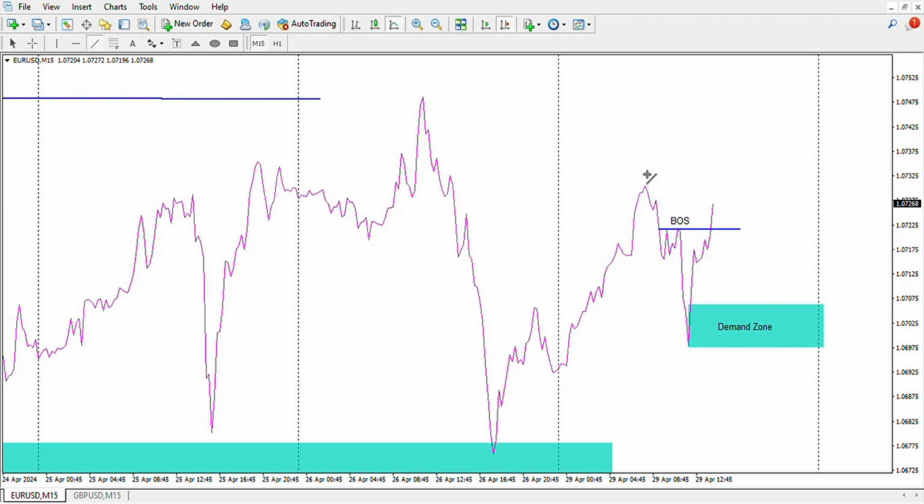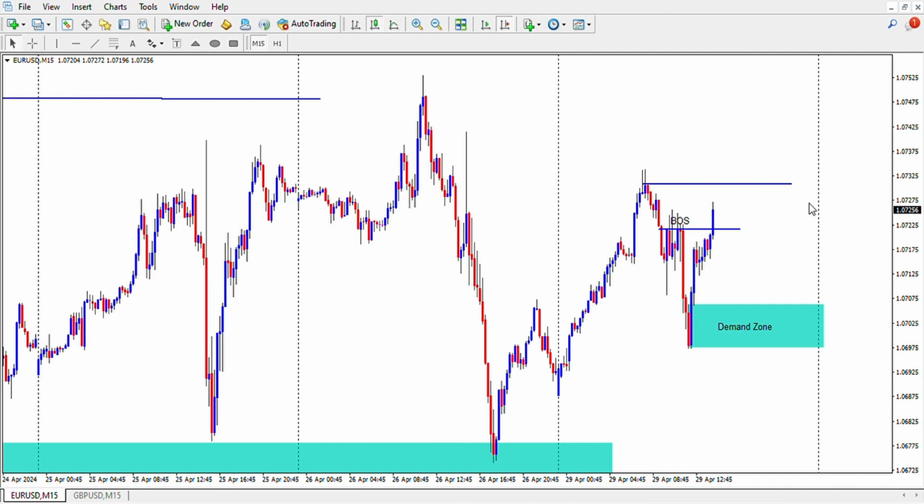If it goes up and breaks the structure too, a lot of liquidity is sitting right there, so it's a short-term buy side liquidity. So we're going to mark it as buy side liquidity. If it grabs the liquidity right there, I think there's going to be some continuation.